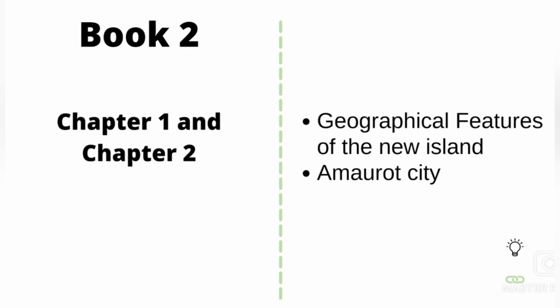Chapter 1. In chapter 1, Raphael talks about the geography and layout of the new island Utopia, in which in chapter 2 he talks about the capital city, the Emerald City. So chapters 1 and 2 deal with the geographical features of Utopia.